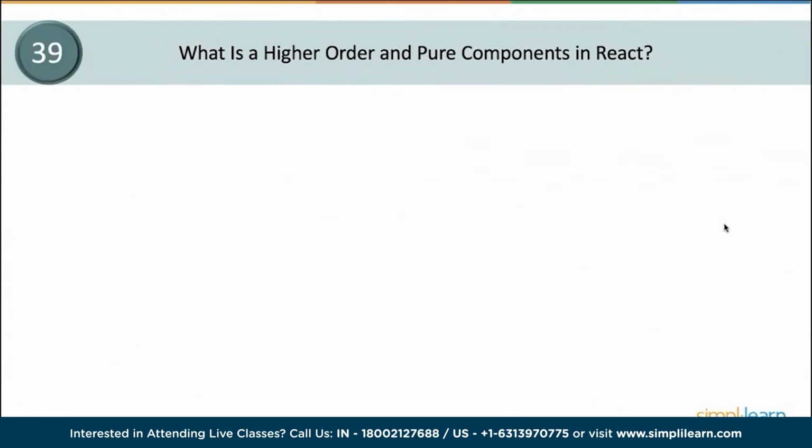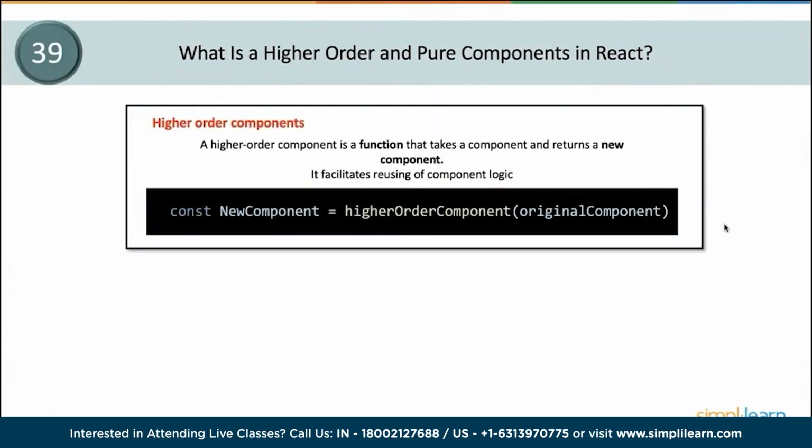What is a higher order component and pure component in React? Higher order components are typically a function that takes a component and returns a new component by manipulating a few things. They're basically designed for reuse. So the higher order components are typically a function that takes a component and returns a new component, in order to perform some reusability.